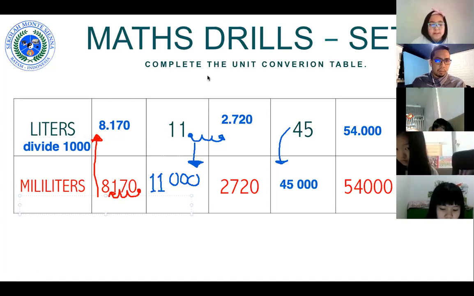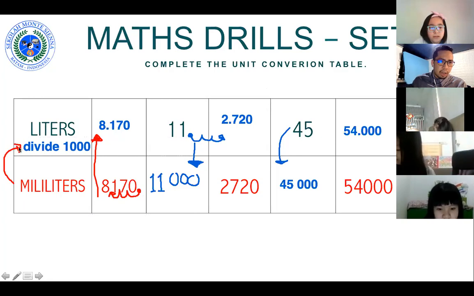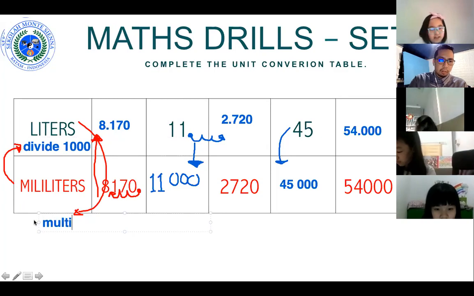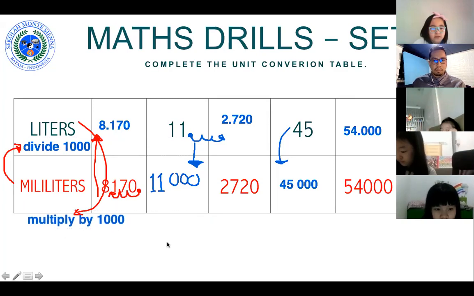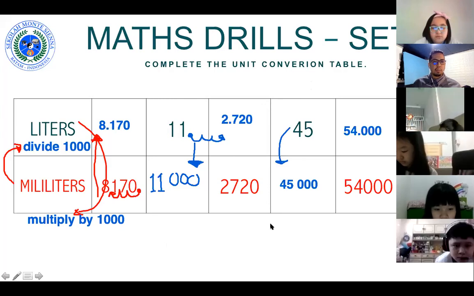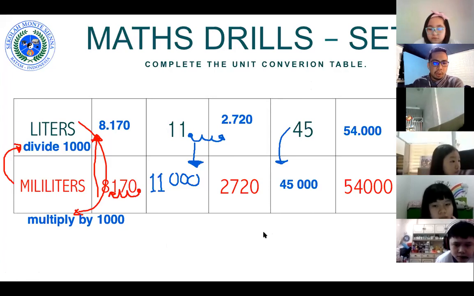So we convert from milliliters to liters, we divide by 1,000, and from liters to milliliters, we multiply by 1,000, not 100. Thousand. How about the technique here? The push in, push out of decimal, who can tell it to me again? Who can share it to classmates aside from Brian? How do we do it?